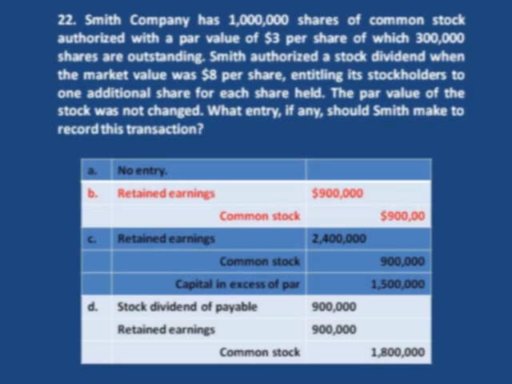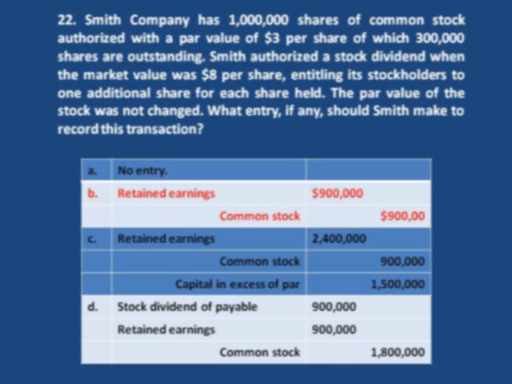entitling the shareholder to 1 for 1. That's 100%. A 100% stock dividend is large. So you got 300,000 shares outstanding. You're going to give a 300,000-share stock dividend. 100% times 300,000 is 300,000, times the par. 300,000 times $3 is 900,000. Debit retained earnings for 900,000. Credit common stock. The answer is going to be B.